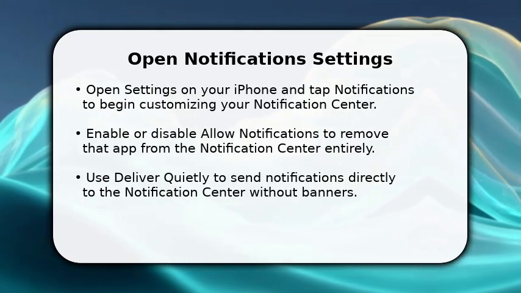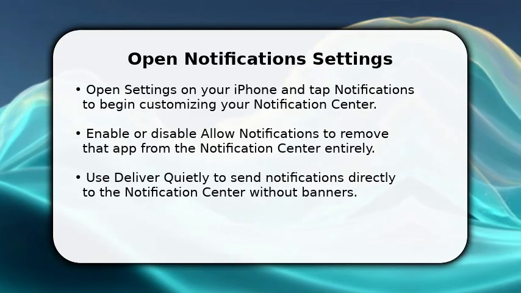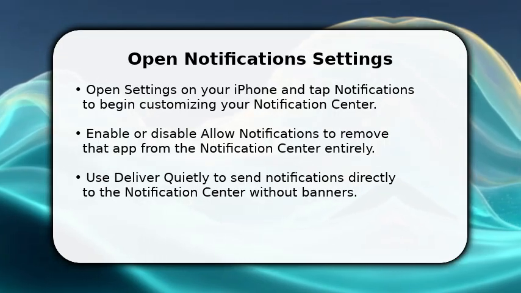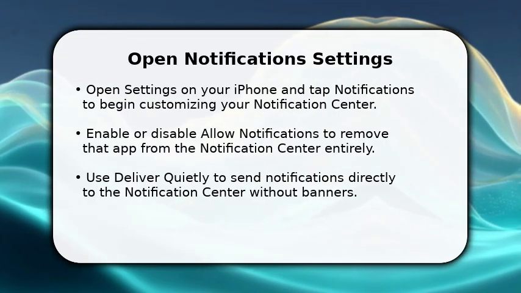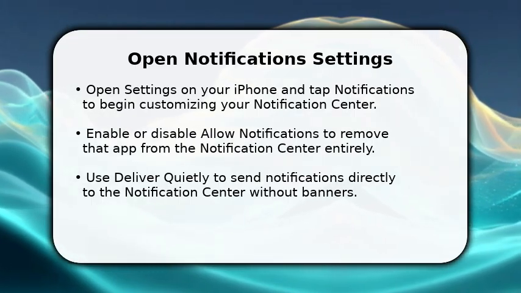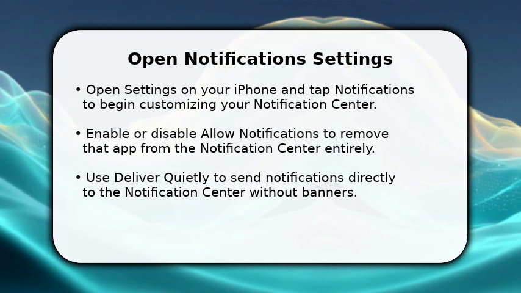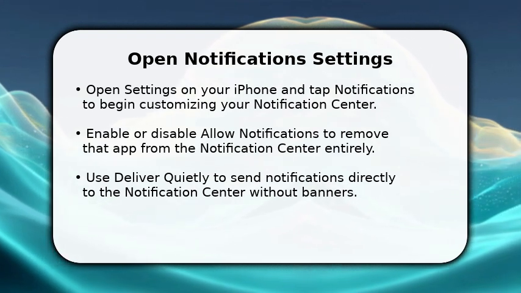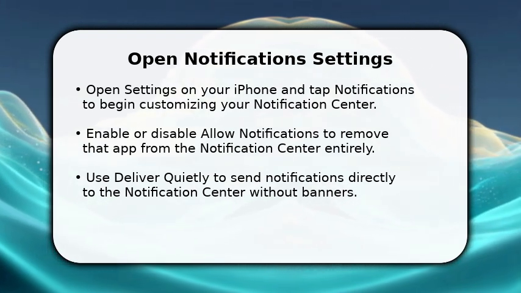Choose between lock screen, notification center, and banners to control where alerts appear. Enable or disable allow notifications to remove that app from the notification center entirely. Use Deliver quietly to send notifications directly to the notification center without banners.